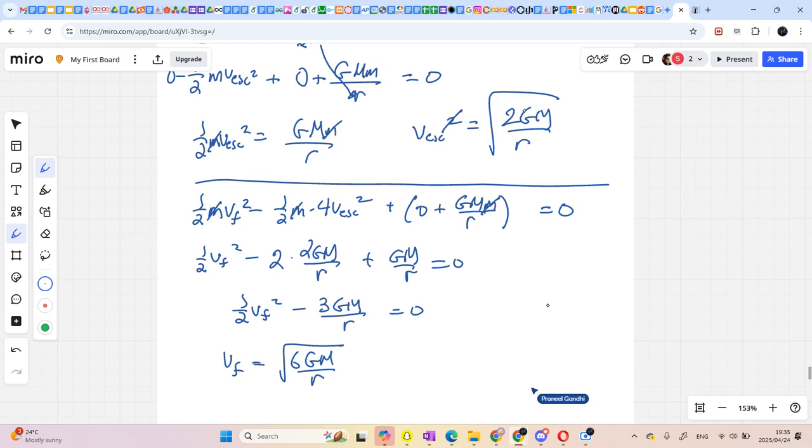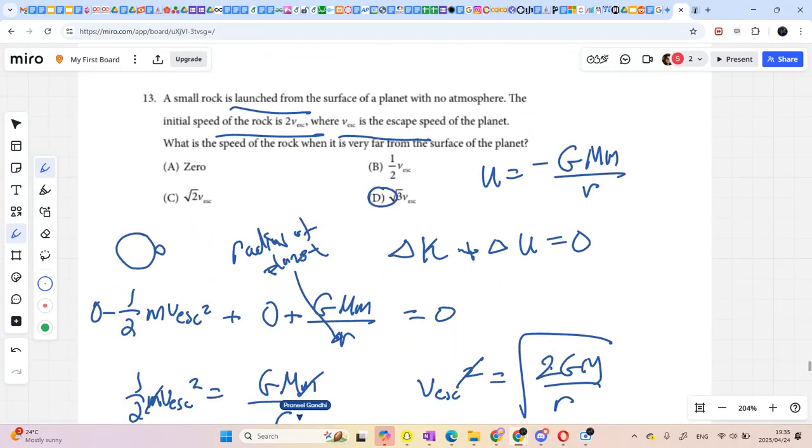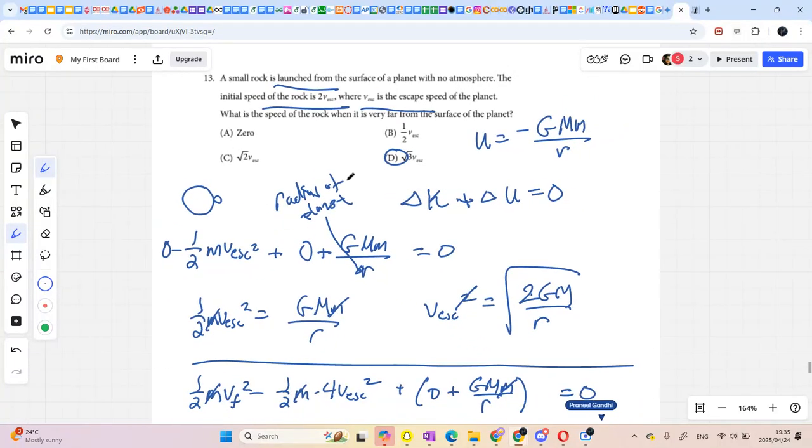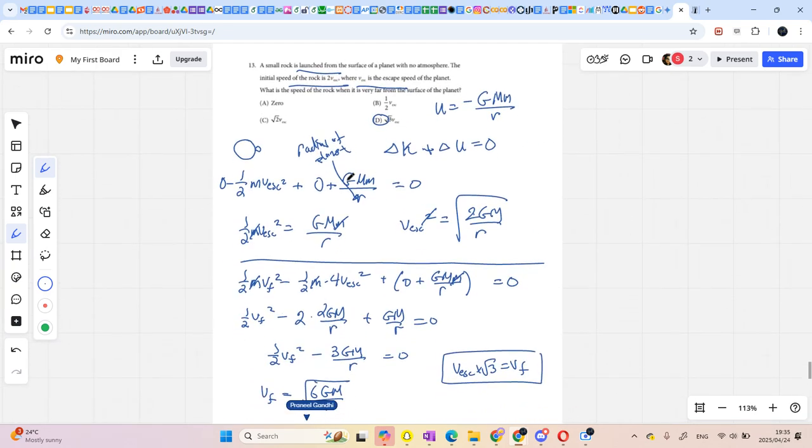And we see this in terms of our initial escape velocity. V escape times root 3 is equal to v final, because this is root 2 and this is root 6. That's our v final. So our answer is going to be D. There's a lot going on here, but a big part of this is just knowing what escape velocity means. That's an important aspect of this question. From there on out, it really is just conservation of mechanical energy, because there's no air resistance and there's no friction, obviously.